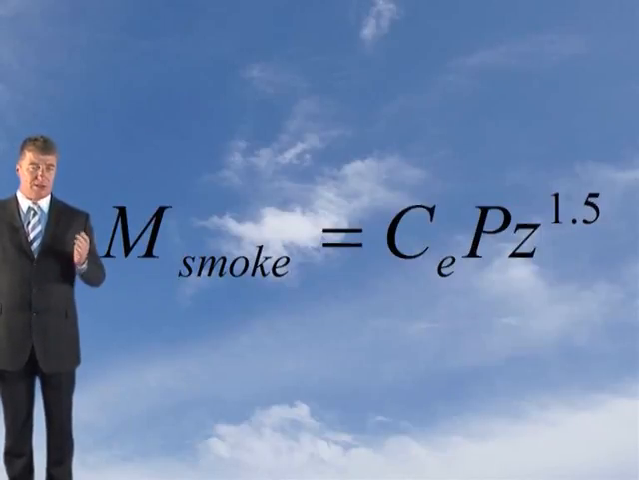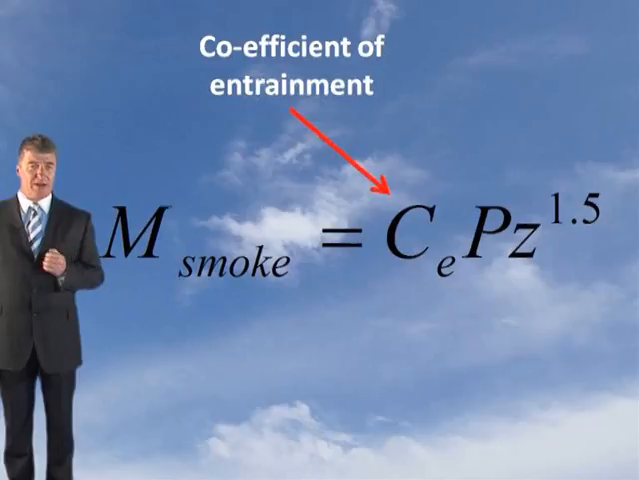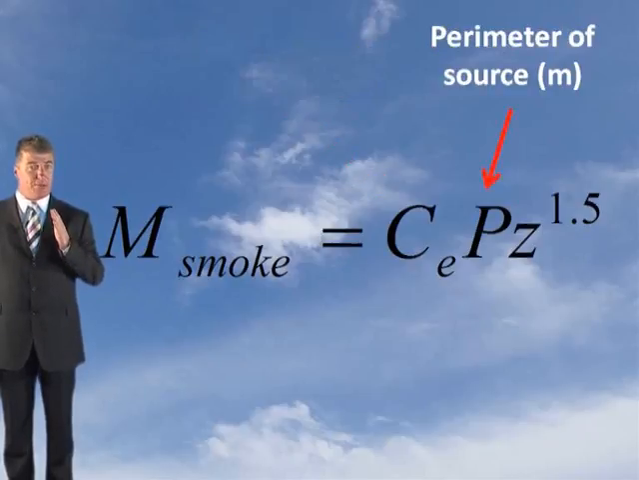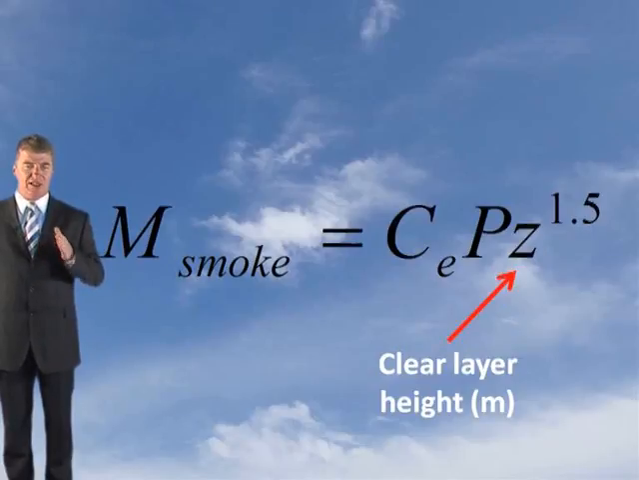M smoke equals CE, which is the coefficient of entrainment, times P, which is the perimeter of the source, times Z to the power of 1.5, where Z is the clear layer height. Now, to apply this model, you've got to determine which coefficient to apply. There are 3 options available: 0.19, 0.21, or 0.34.